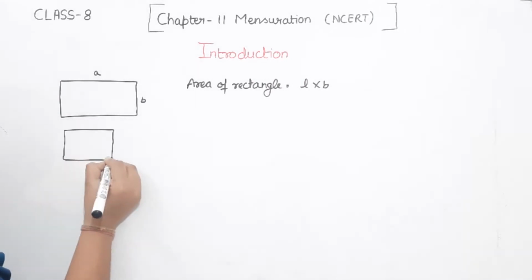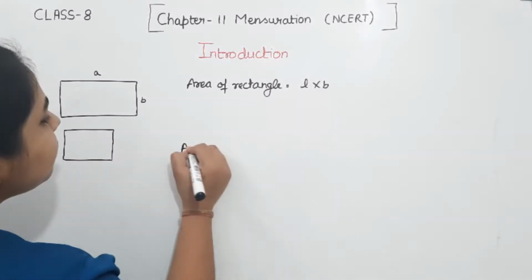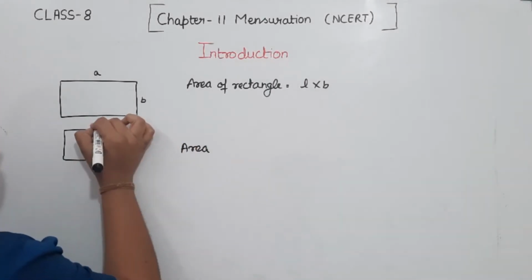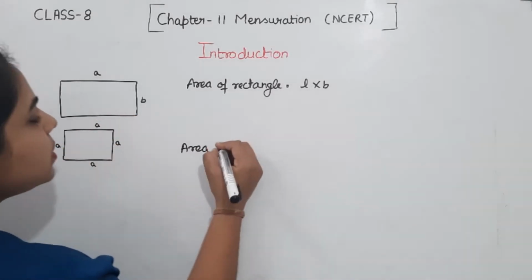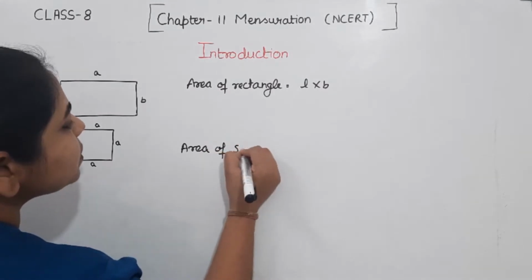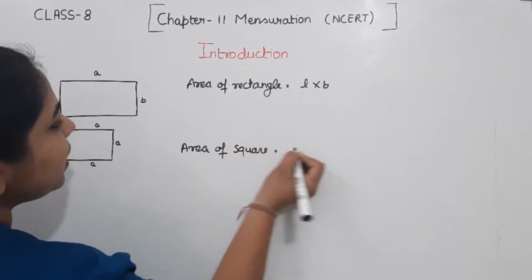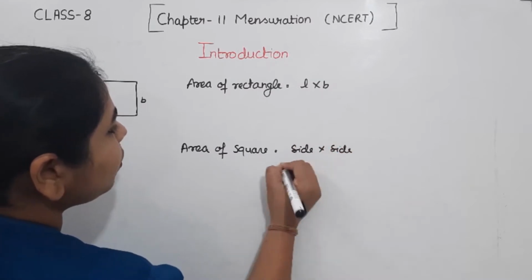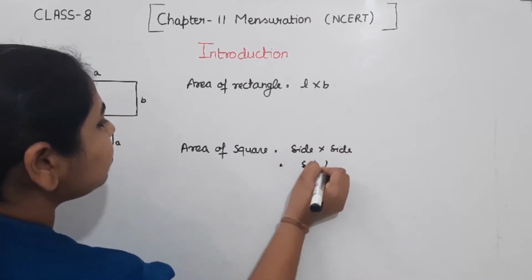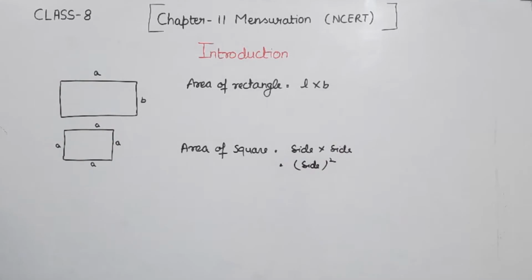Next figure, this one we are having is a square. Now we have to find the area of the square. We are having all the sides as equal to the A. So the area of square is equal to the side multiplied by side, or you can write this one as the side to the power 2. So this is the area of the square we are having. Now comes to the next one.